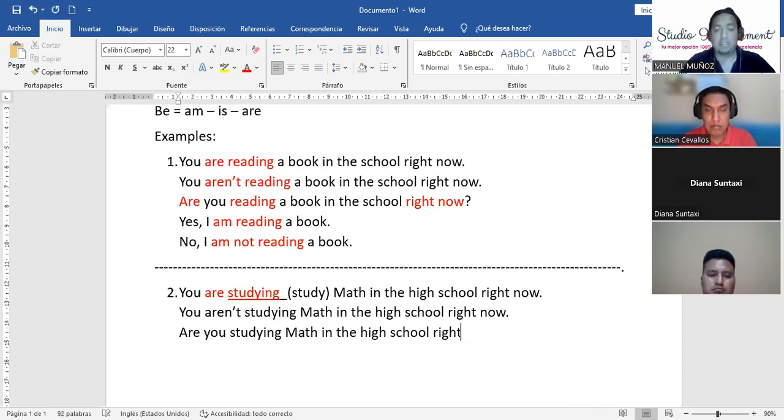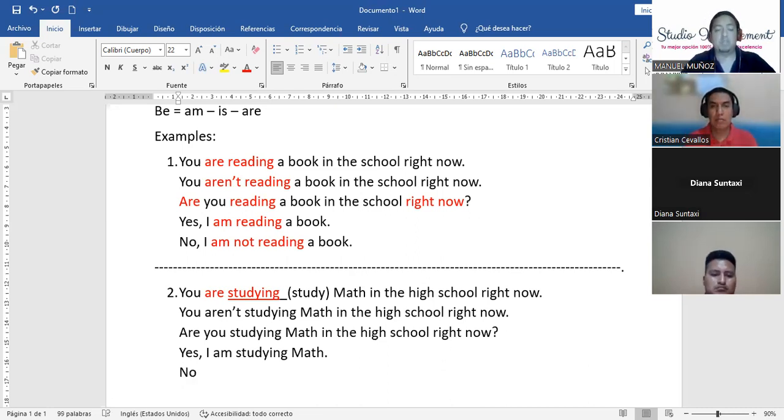Yes, in the rain, now. And use it for the question. Now the question: what happened? The short answer, you have this for yes. Yes, use it for "I am studying." Studying math, that's all. And use it for the long, no problem in high school right now, no problem.